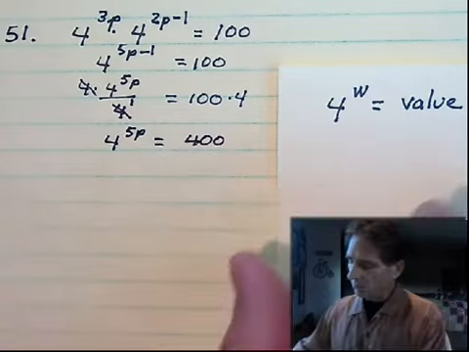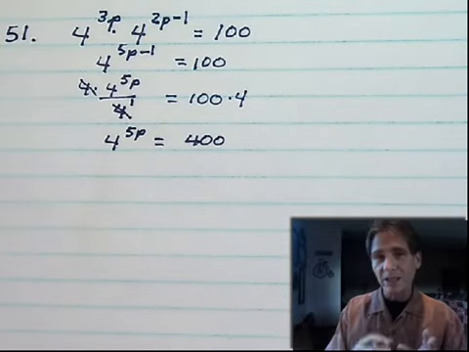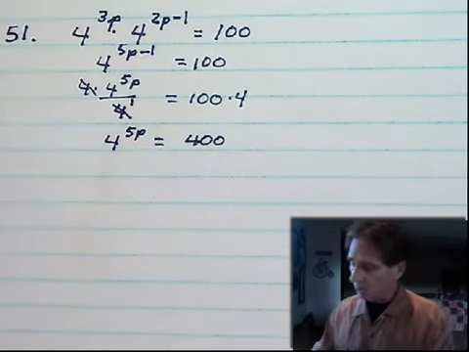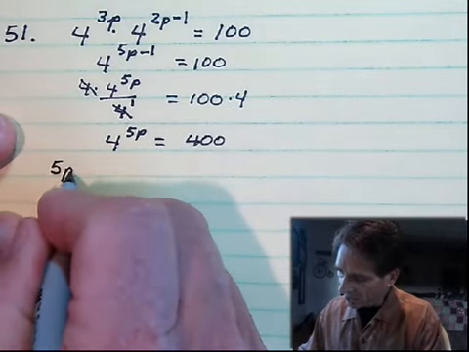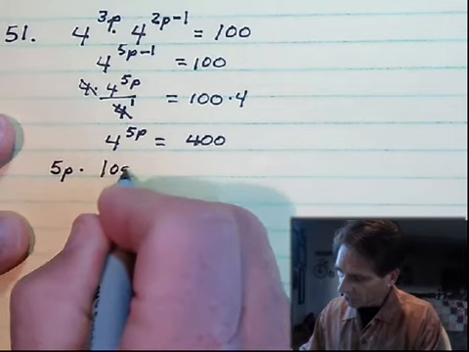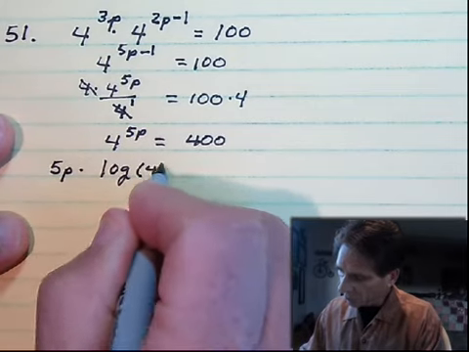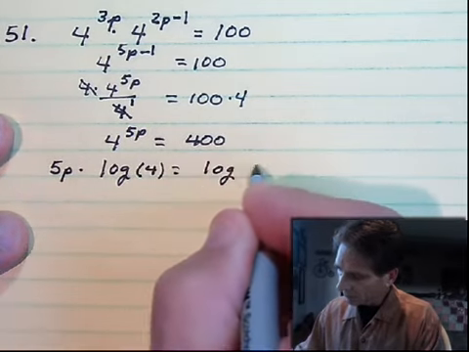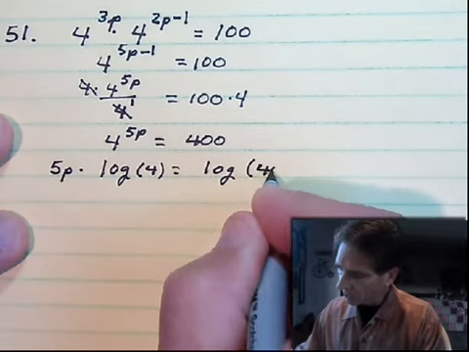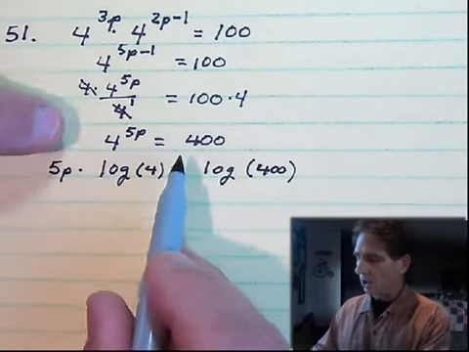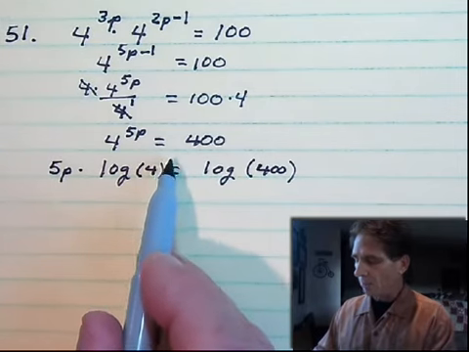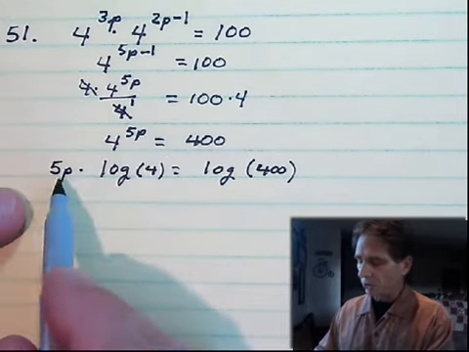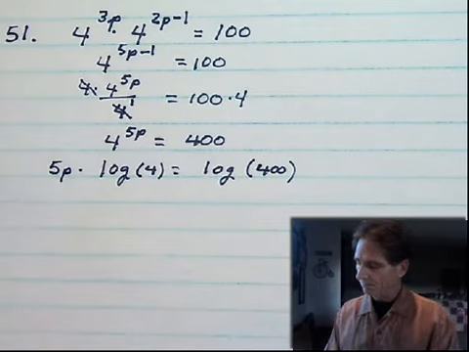So I can take the log of both sides, and I'm going to apply the power property for logarithms as well. And that will give me 5p times the log of 4 equals the log of 400. Again, I took the log of both sides, which would have had the 5p up here, and then the power property allows me to make it into a multiplication problem.